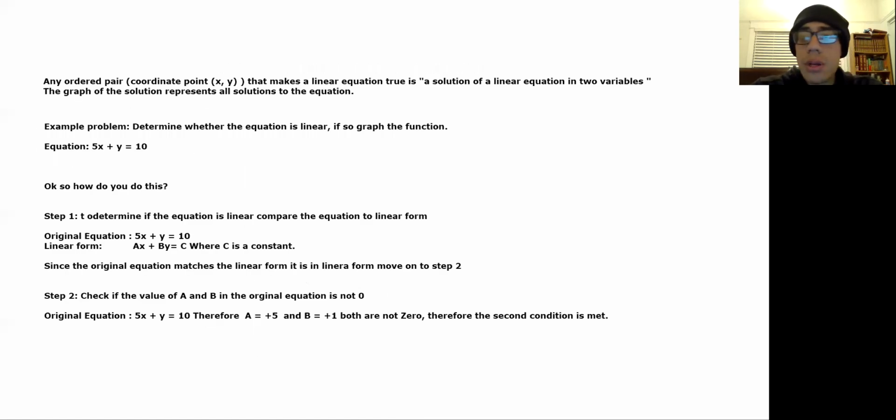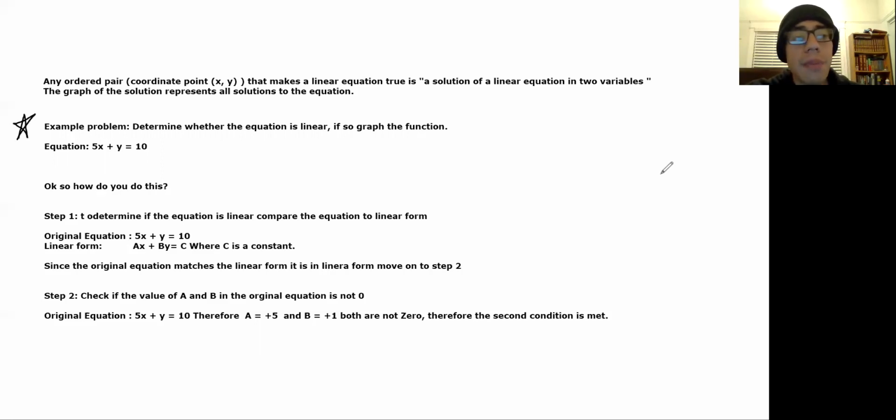Okay, so let me go ahead and move this. Any ordered pair or coordinate point that makes a linear equation true is a solution of the linear equation in two variables. The graph of the solution represents all solutions to the equation. This is the principle that we're going to be working on this week, right? So what does this mean? Well, a couple things.